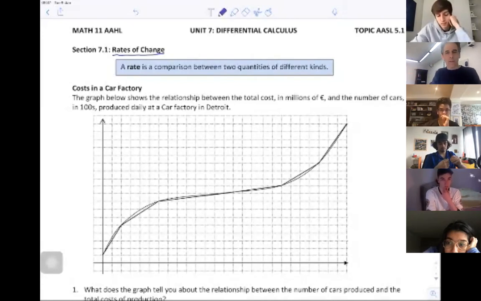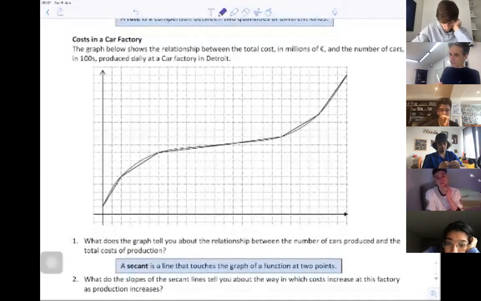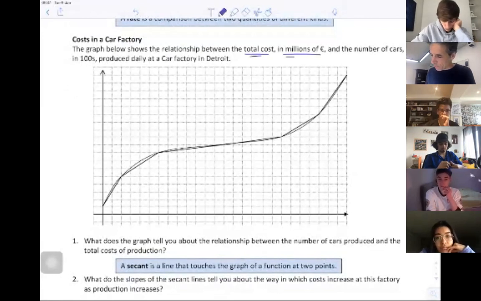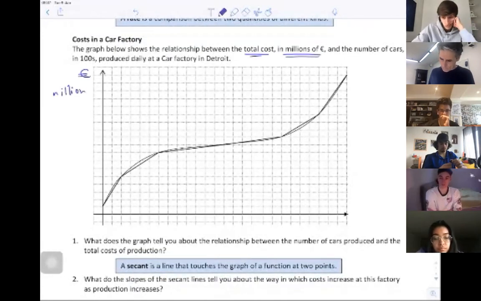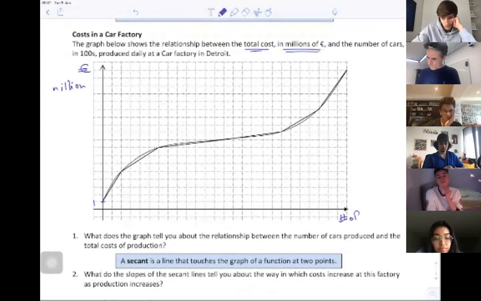And what we'll look at is we'll just turn this over to something a little less about coronavirus. This graph here is showing you the relationship between the total costs in millions of euros, so that's up here on this axis. Okay, so this could be like 1 million. And the number of cars in hundreds. So these are number of cars in 100, okay?